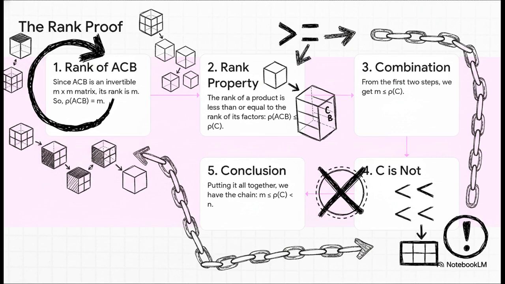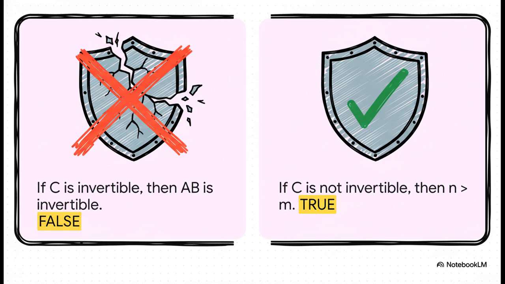Now let's put those two things together. We get m is less than or equal to the rank of C. But wait, there's more. We were told C is not invertible. For an n by n matrix like C, that means its rank must be less than n. So now we have this beautiful chain of inequalities. m is less than or equal to the rank of C, and the rank of C is strictly less than n. You put it all together, and what do you get? m is less than n. And that simple little inequality, m less than n, proves that claim 2 is absolutely true.